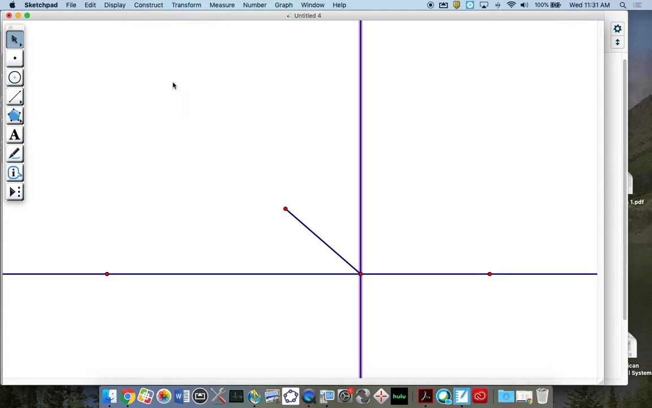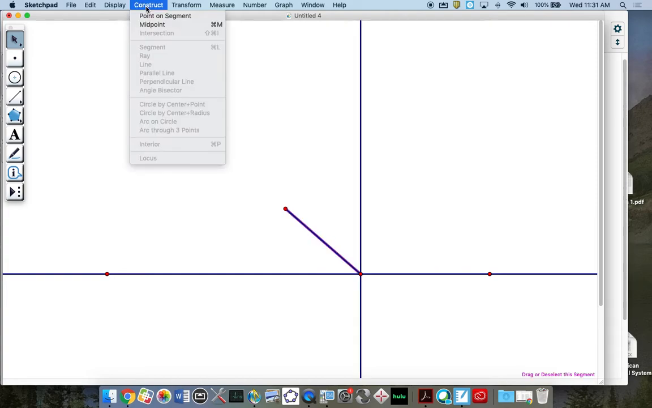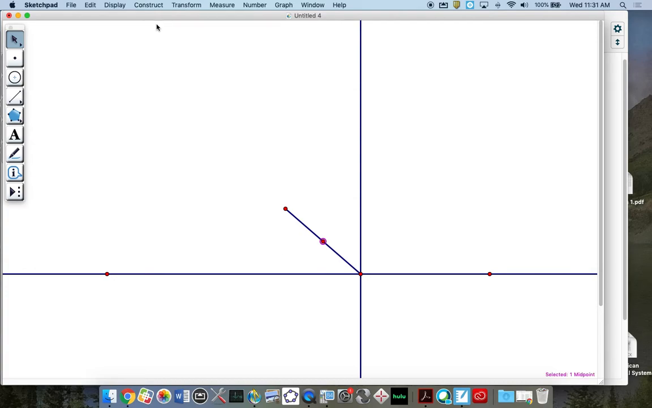So I want a perpendicular line that goes through that point. I want the midpoint of that segment. And then I want to create a perpendicular line to there. And finally, I'd like to get the point where those intersect. That's going to be one of the points on my parabola. That's the same distance away from the focus as it is the directrix.